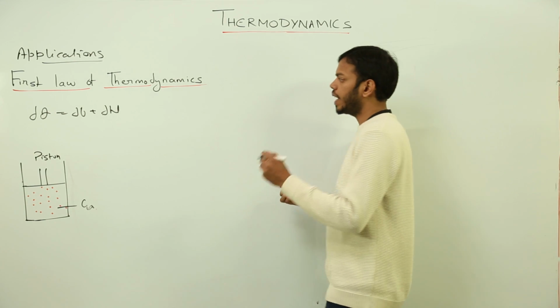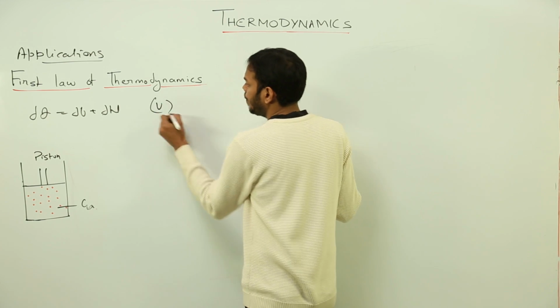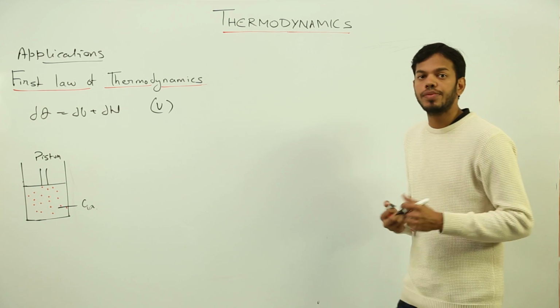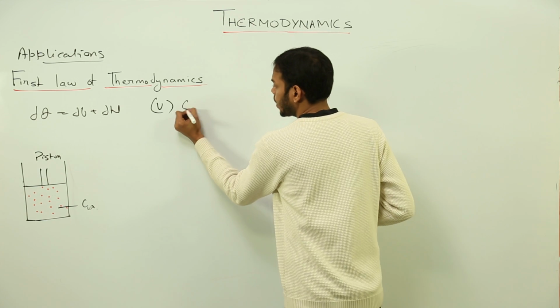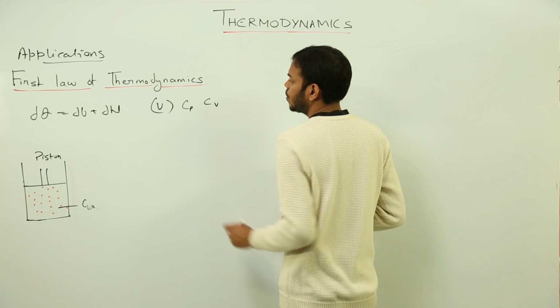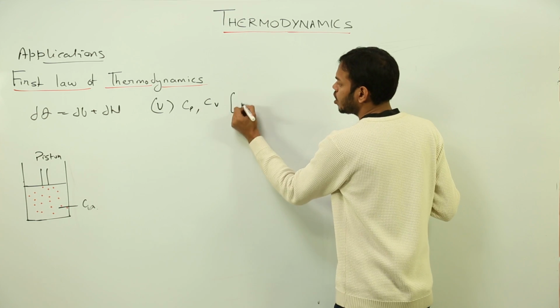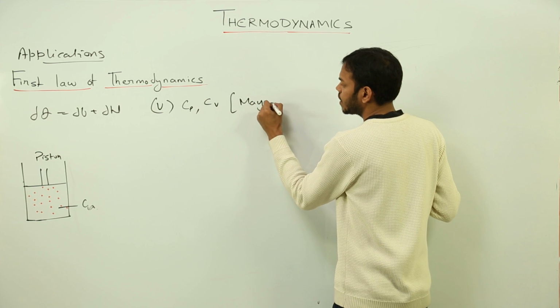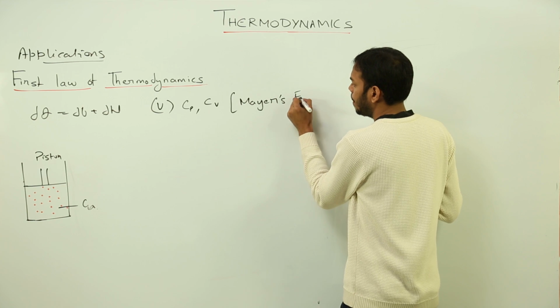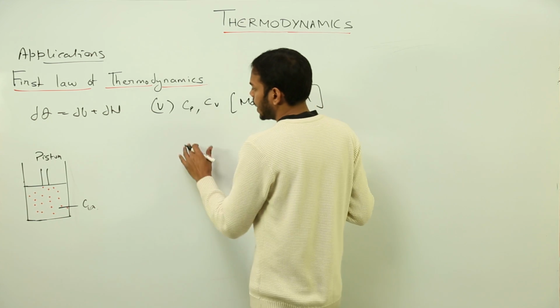The first law of thermodynamics can also be used in finding the relation between the two principal specific heats of gases, which are specific heat at constant pressure and specific heat at constant volume, Cp and Cv. This is also called Mayer's formula. So let's start.